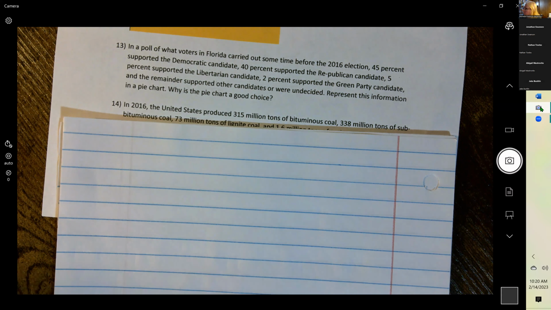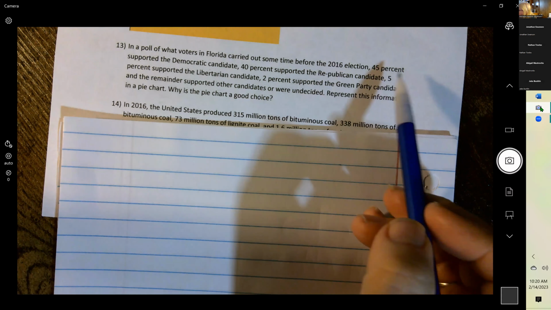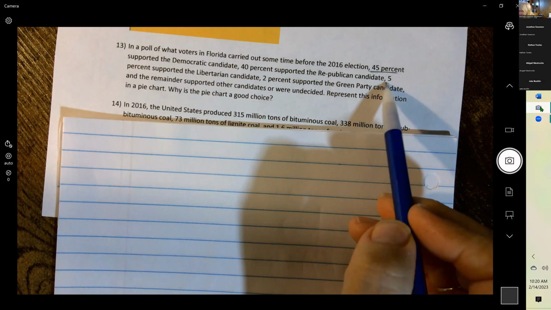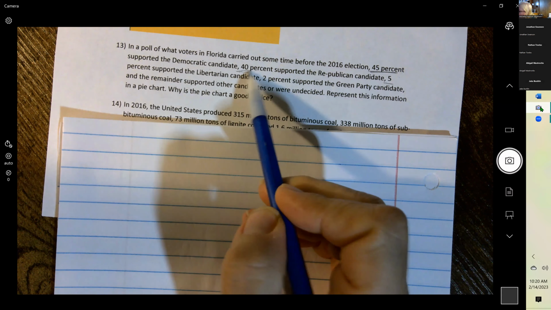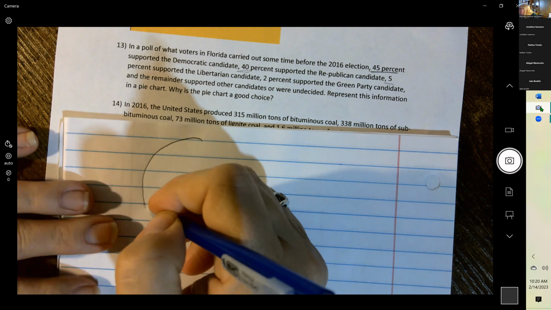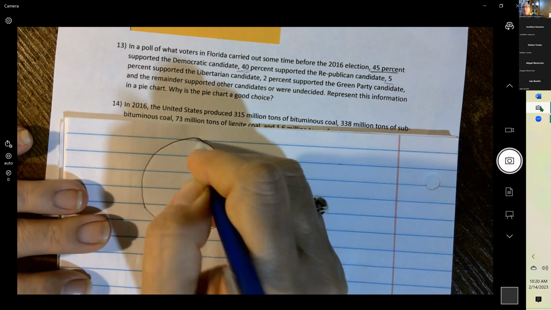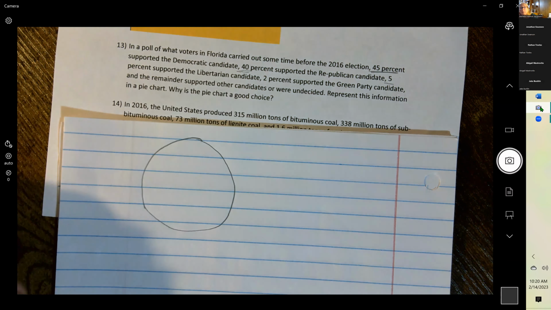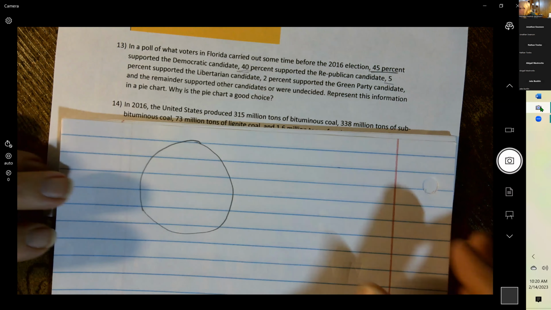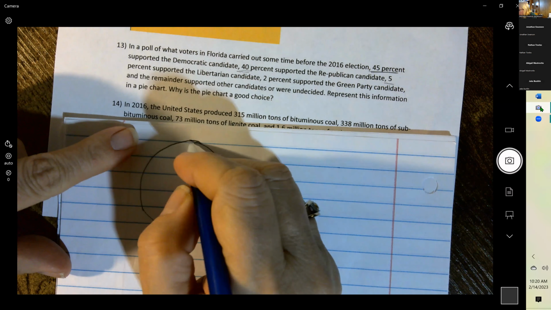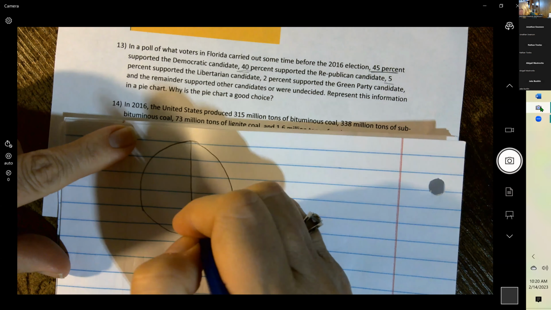If we notice, we're given percents. Because it's using percentages, a pie chart is a good representation, because then the whole circle is 100%. So 45%, that's almost half. It doesn't need to be precise.